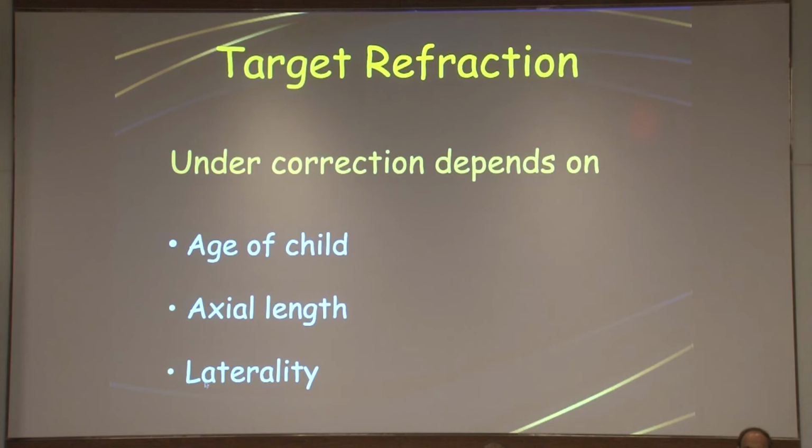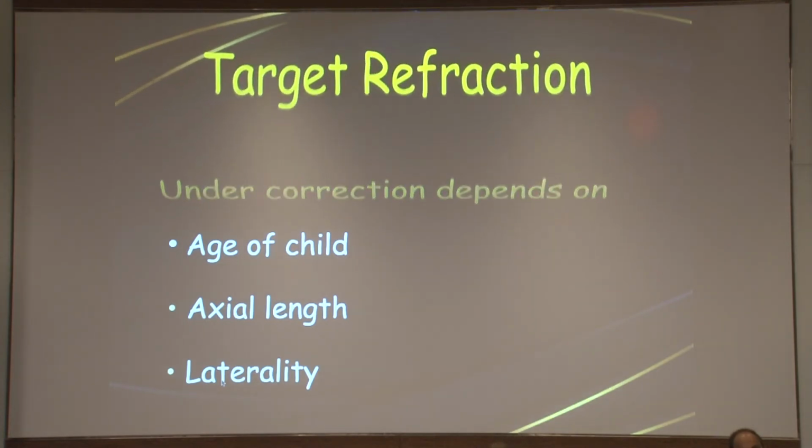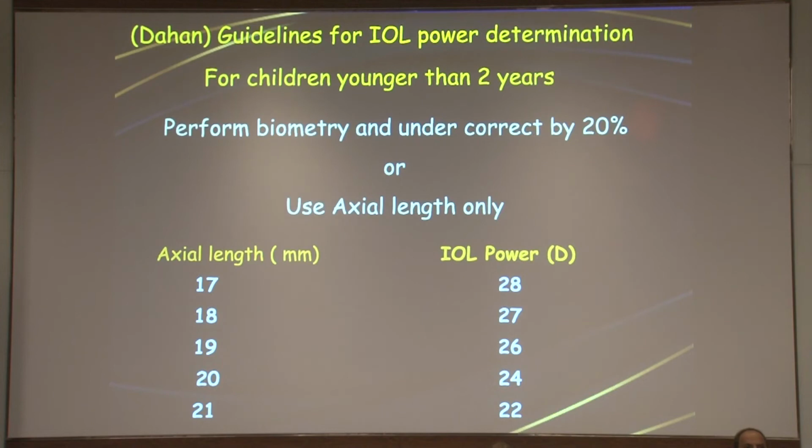But the other difficulty with unilateral cataract is that you don't want to create an extremely high level of anisometropia between the two eyes. So unilateral cataracts are a real challenge. And there are several guidelines as to how much to undercorrect or what power to use in the early period where only axial length was used as a criterion.